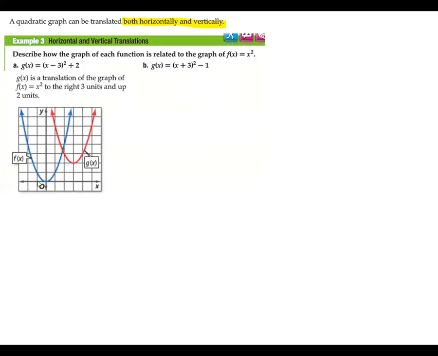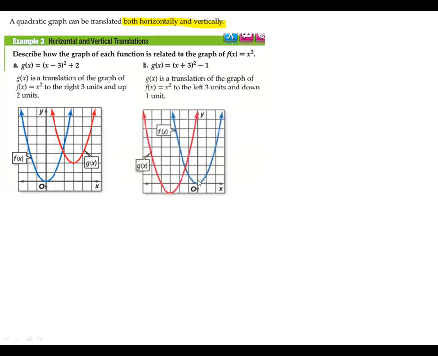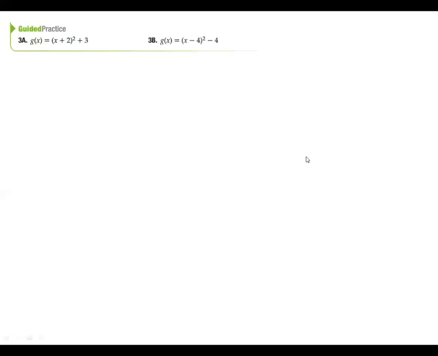So here's the graph of f. So it moves 3 units to the right and 2 units up, and then you put the graph there. Okay, this one, it's going to move it 3 units to the left and 1 unit down. So the blue graph is here. 3 units to the left and 1 unit down is where the vertex is going to be. And then you just redraw the parabola from that point. Okay, here's a couple for you to try. Go ahead and pause the video.